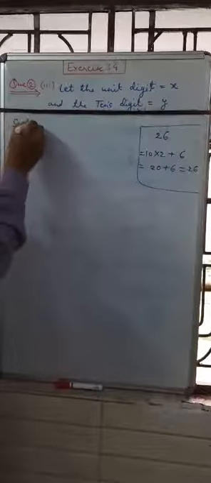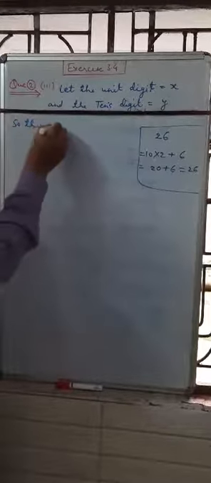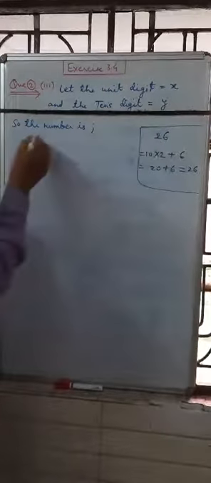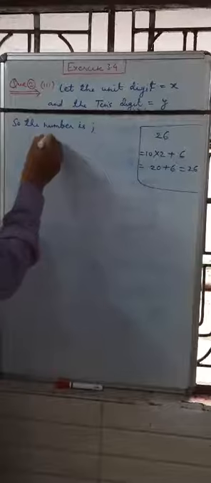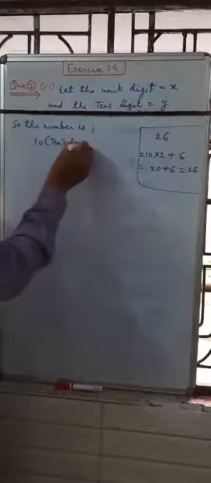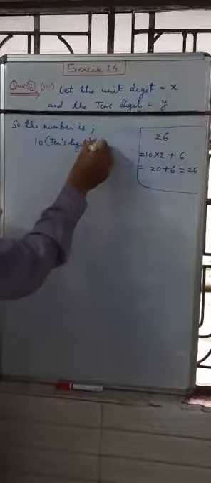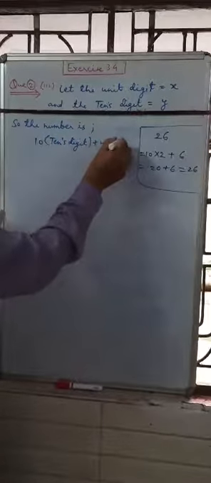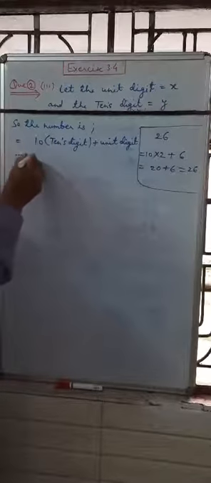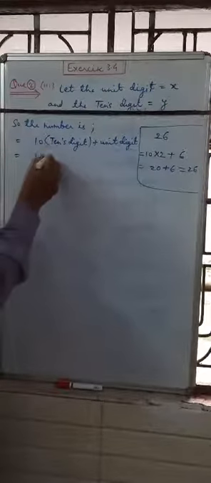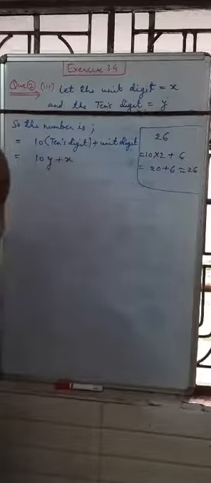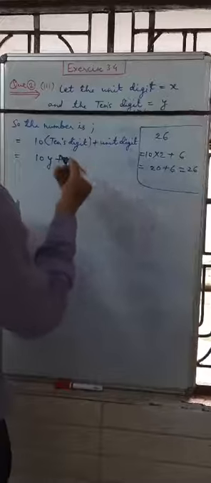So the number is ten into tens digit plus unit digit. So how to form the number? 10 into tens digit y, plus unit digit x. That is the number, 10y plus x. Equation number 1 you can say.